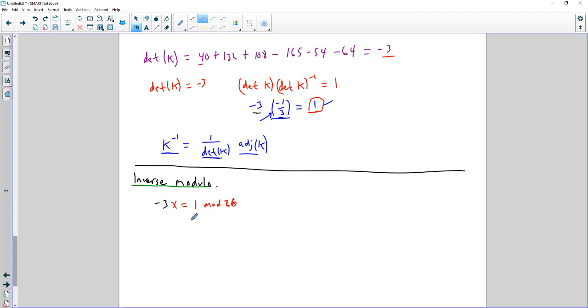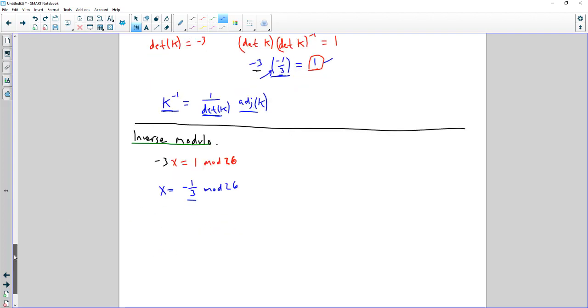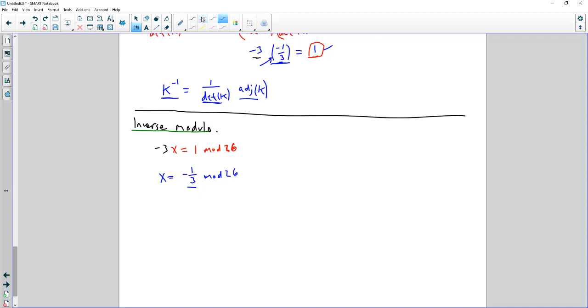Okay, so how do we do this? Well, I can divide both sides by -3, and this is like saying that's the same thing as -1/3 mod 26. So yeah, of course it is, right? That's what I'm trying to find. I'm trying to mod 26 this -1/3, of course. Okay, so here's how you do it. This is called the Euclidean algorithm.